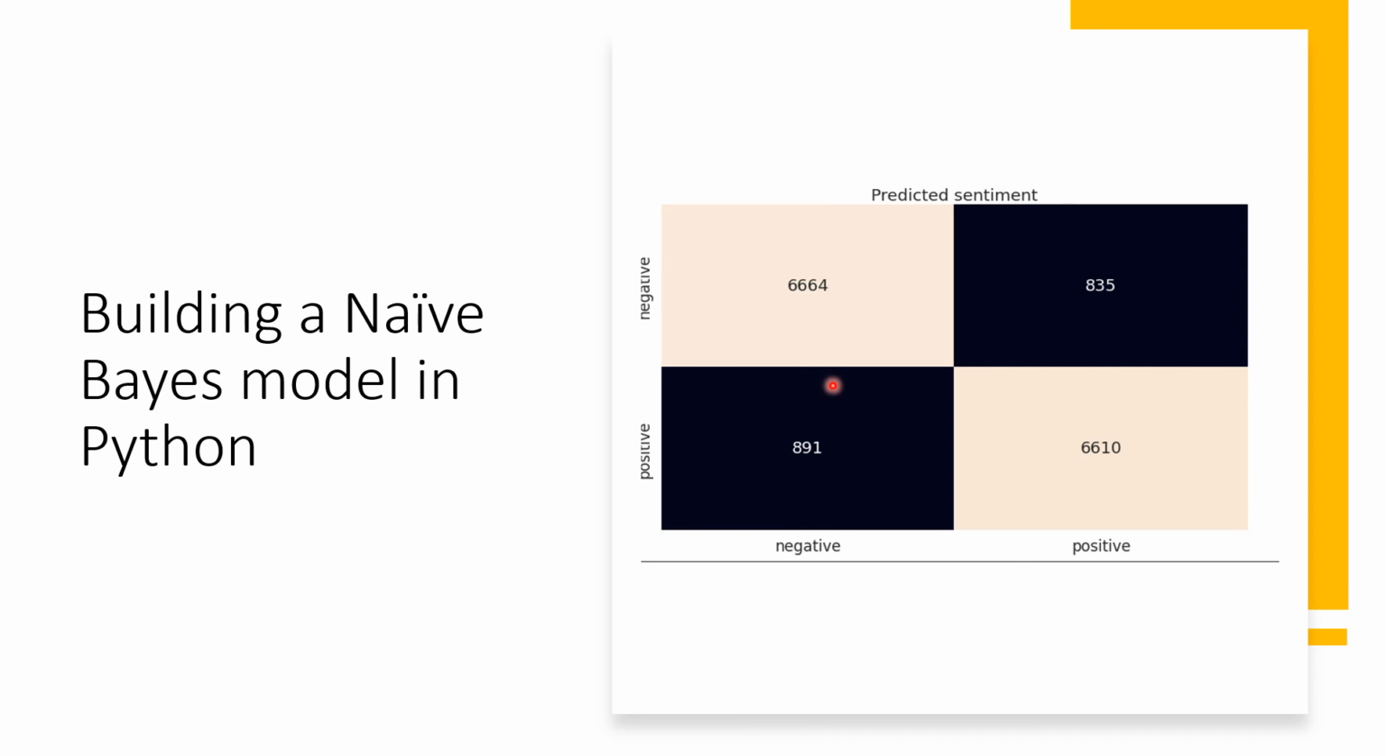So this is the plot of the confusion matrix from the multinomial naive Bayes model prediction. This is the true negative, this is the true positive, then this is the false negative, and this is the false positive. So this shows that the model did so well in identifying the positive and the negative sentiments.